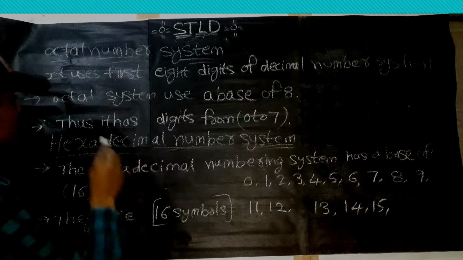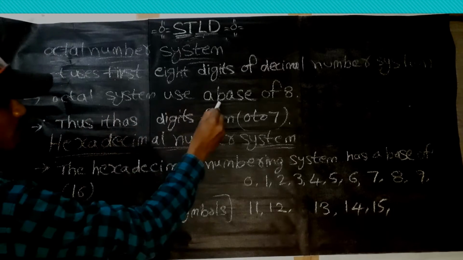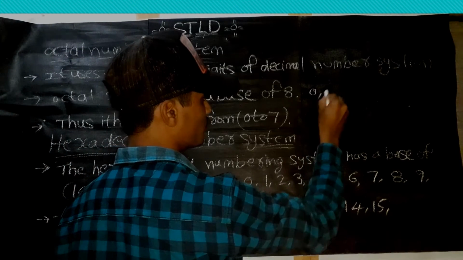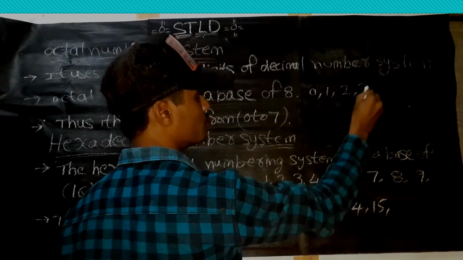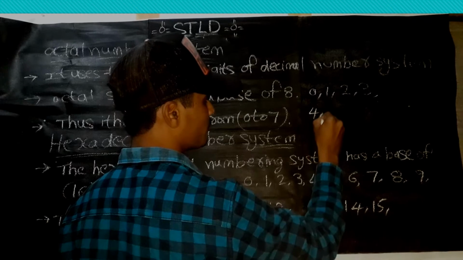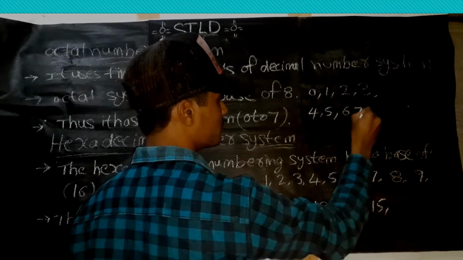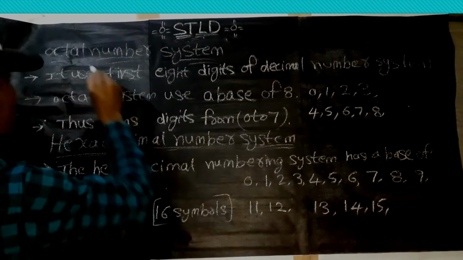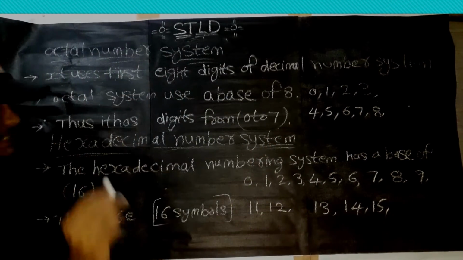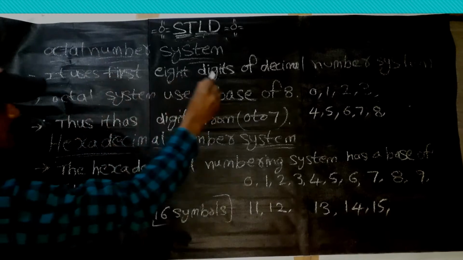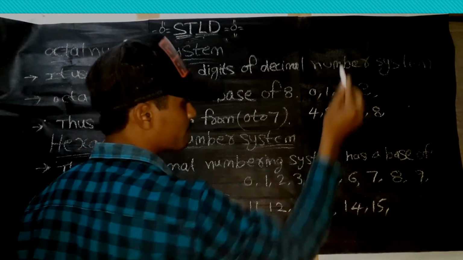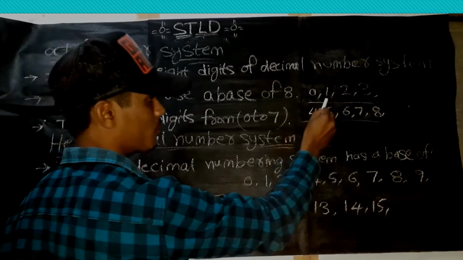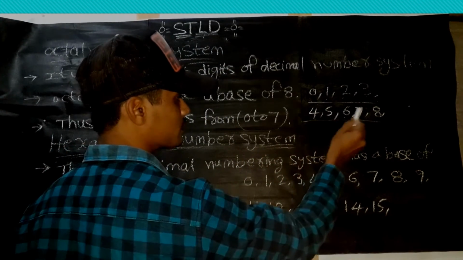The octal system uses a base of 8 because there are 8 digits: 0, 1, 2, 3, 4, 5, 6, 7. These 8 are the octal number system digits. It uses the first 8 digits of the decimal number system.